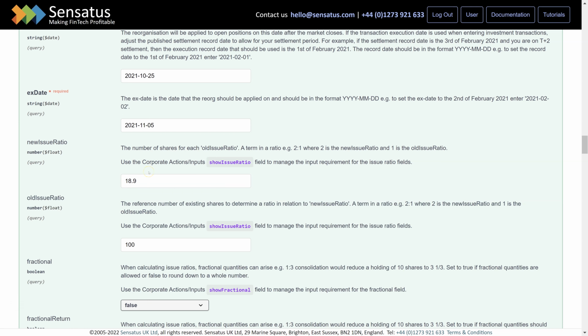Sensatus defaults to round down when processing fractional holdings. If you encounter alternative rounding models, set the issue ratio to the exact value relative to the client holding. For example, if a client has 100 shares and the ratio is 1:3, then change the issue ratio to 34 for 100 to implement a round-up model.